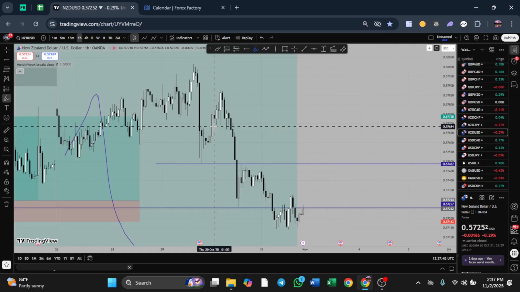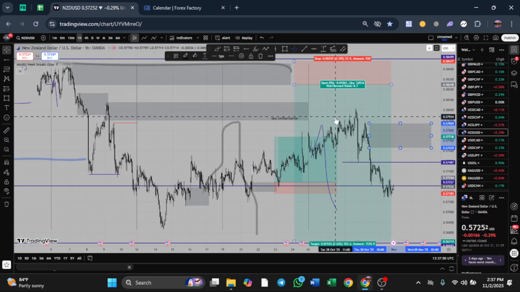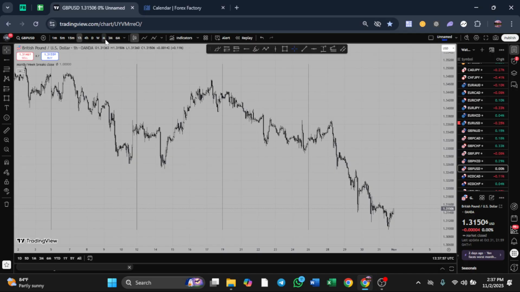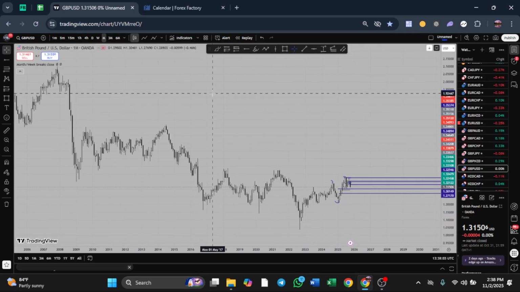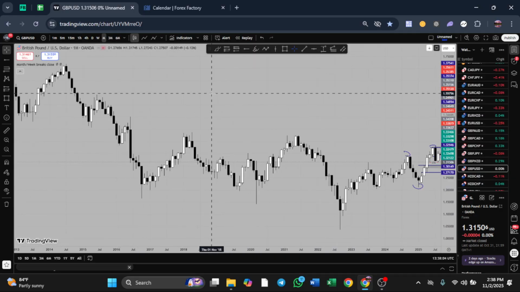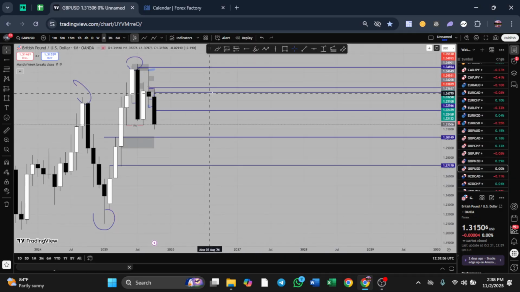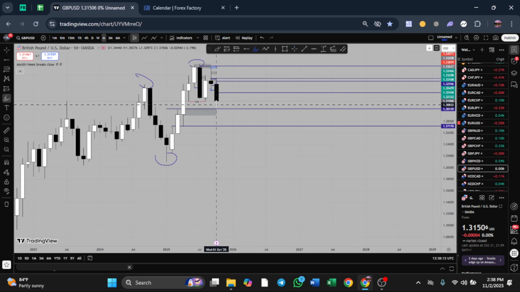And where is our most important area? Is this area of supply. So that's what I'll be looking out for on GU, I think it's equivalently the same. Looking at it on the monthly is the same thing. And this is even clearer because we have this imbalance that has to be filled up. Okay, so it has to mitigate a weekly one and daily supply.